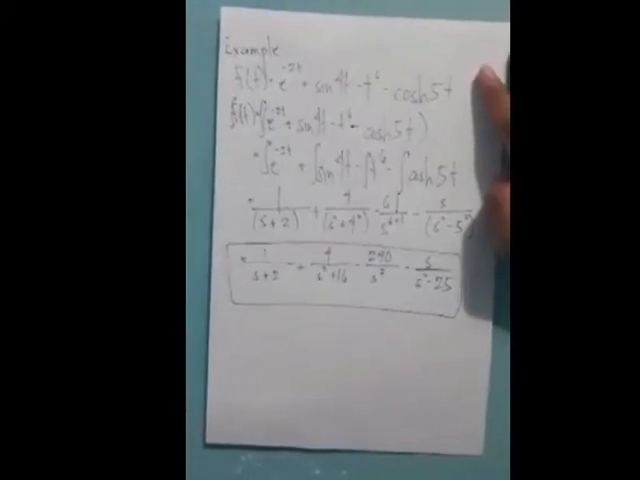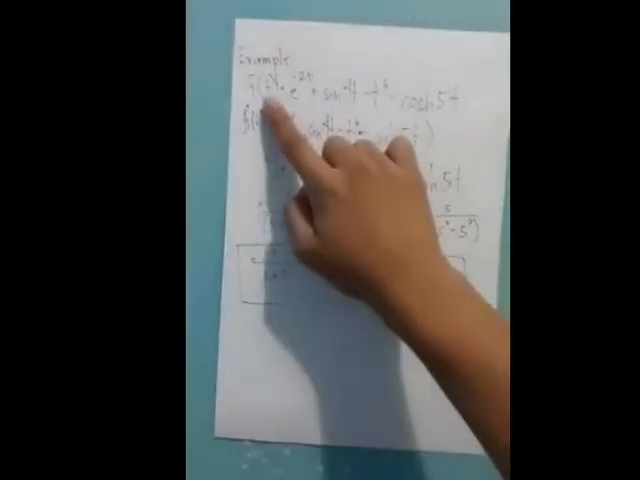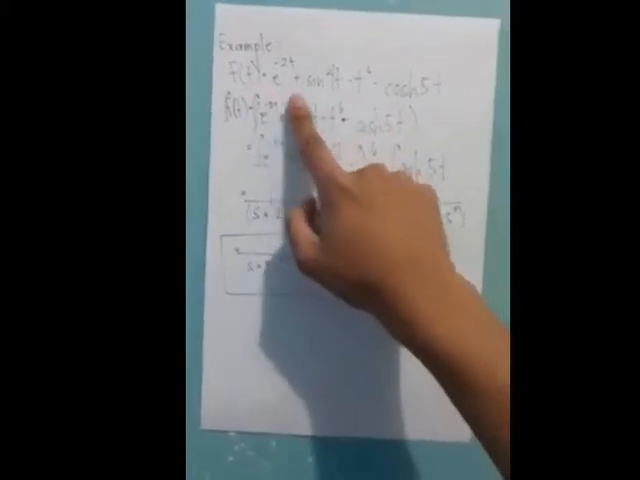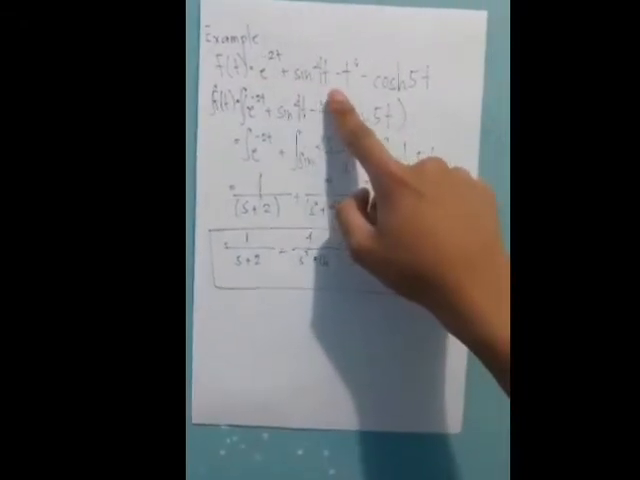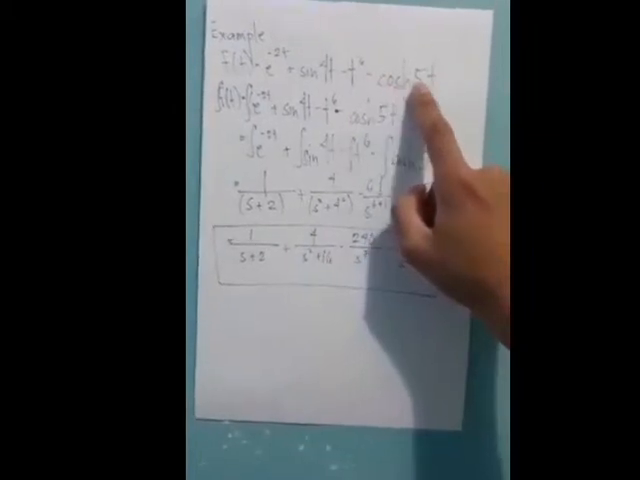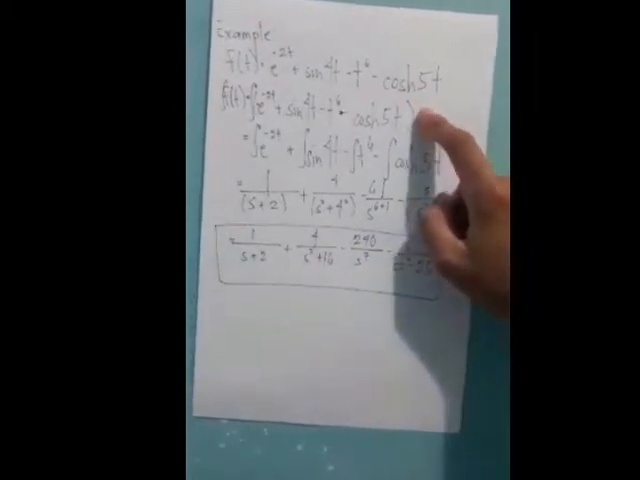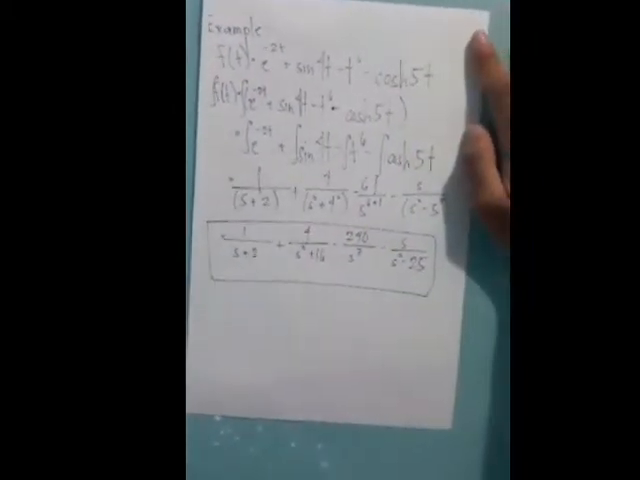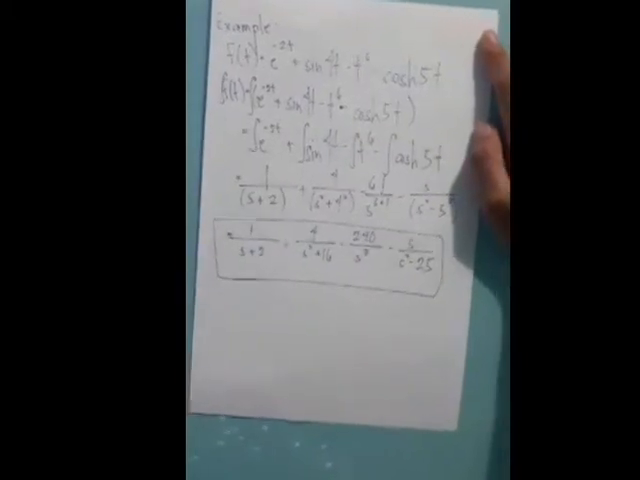And now, we have a given function f of t: e raised to negative 2t plus sine 4t minus t raised to 6 minus hyperbolic cosine 5t. By Laplace transform, we will be able to get the Laplace transform by the previous formulas.